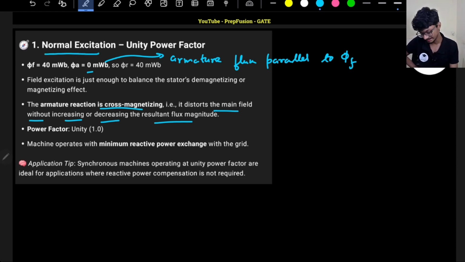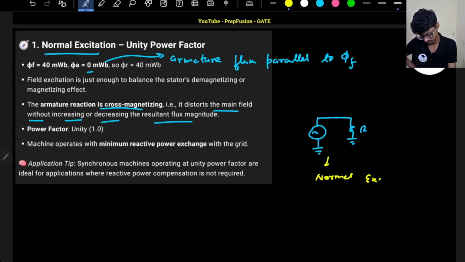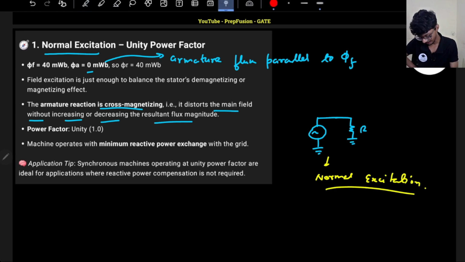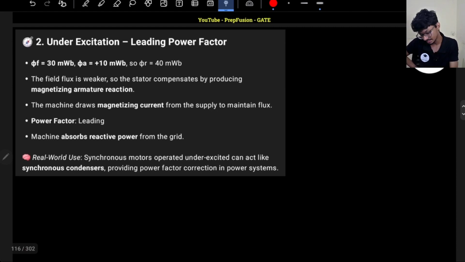Why is this called normal excitation? I will explain it in just a second. When the generator is connected to a resistive load or a unity power factor load, it is said to be operating in normal excitation. A synchronous machine operating at unity power factor is ideal, where reactive power compensation is not required. Now let's come to the next part, that is leading.